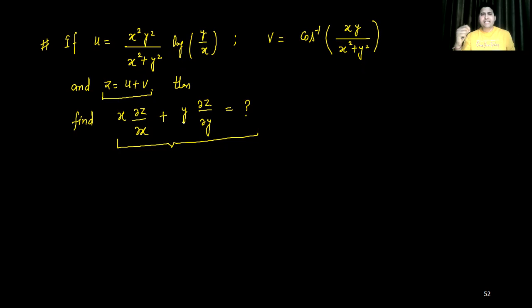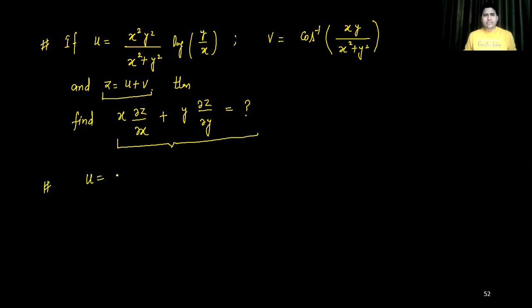So the first thing we need to do, we have to check whether the function z, which is the combination of u and v, is homogeneous or not. So let us try to check. Firstly, I am just trying to check for u.